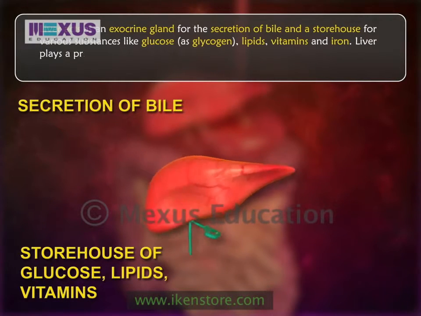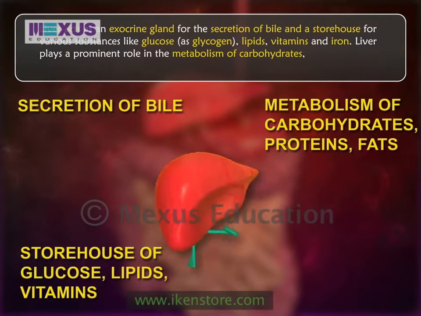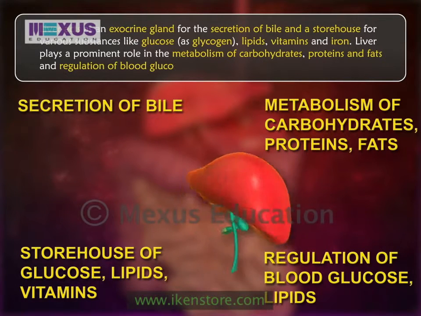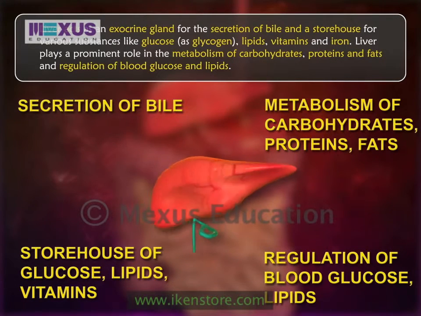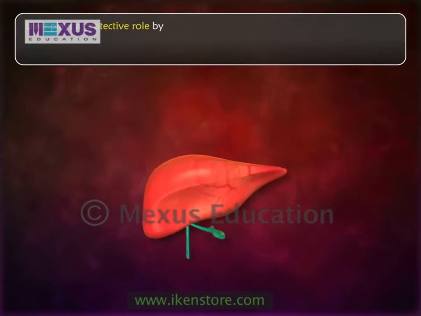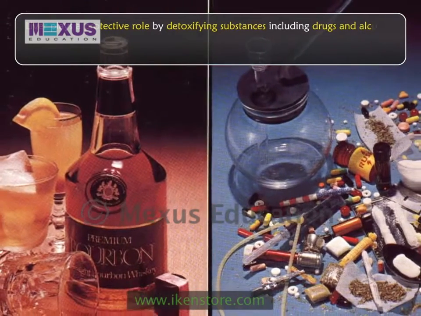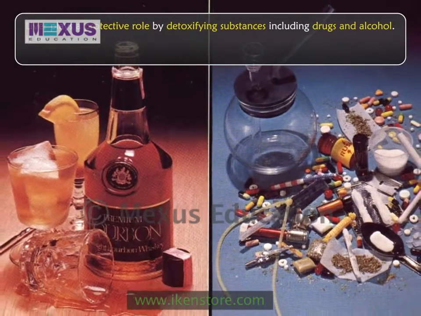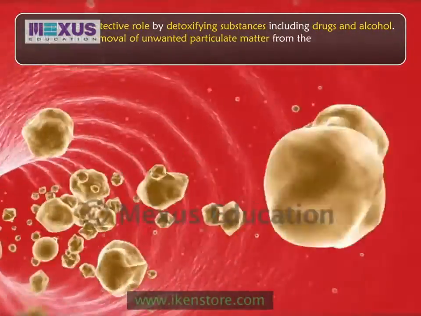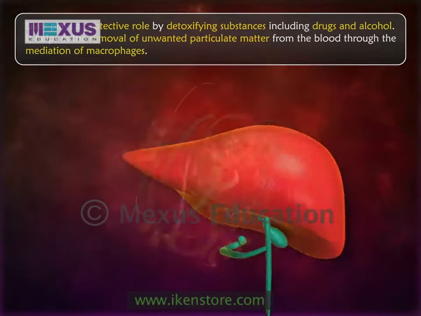Liver plays a prominent role in the metabolism of carbohydrates, proteins and fats, and regulation of blood glucose and lipids. Liver plays a protective role by detoxifying substances including drugs and alcohol. It helps in the removal of unwanted particulate matter from the blood through the mediation of macrophages.